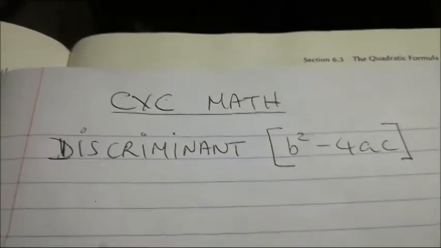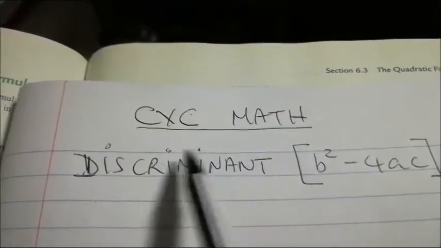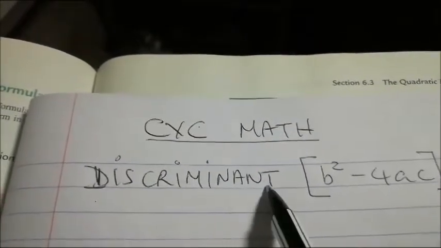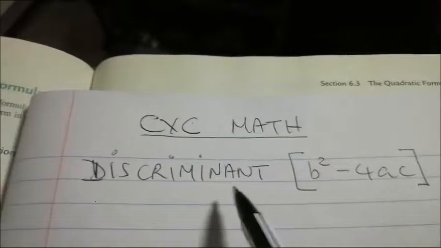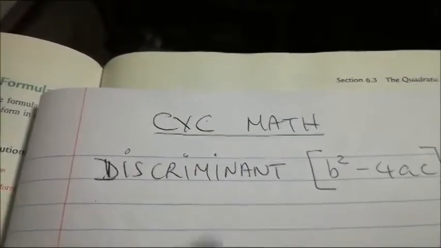Evening students, we want to look at today a very important aspect of CSEC math. It's called a discriminant, right? It helps you to understand how many solutions you're going to get from a quadratic equation.